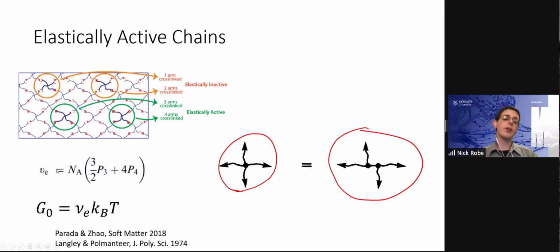So if we were counting the concentration of elastically active chains in the system, we have 4 chains per quadruply connected star, but 3 divided by 2 chains per star that only has 3 associations. Then this concentration of elastically active chains should be proportional to the elastic modulus in the system.